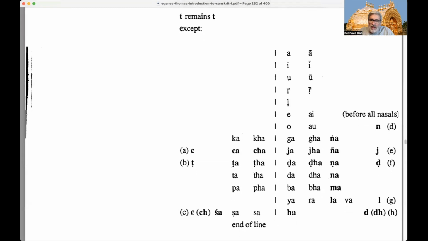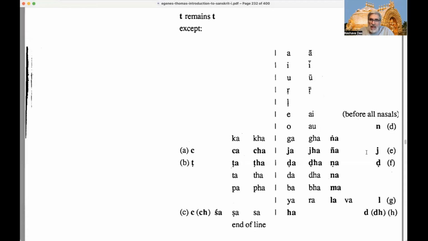When followed by palatal sha, or the aspirate ha, it becomes C or CH, right? Then when followed by the nasals, it can also optionally become a nasal, right? The dental T can become a nasal. So when followed by any of these nasals, it becomes the nasal of its own class. So it becomes dental na, right? Because it was dental ta, so it becomes dental na.